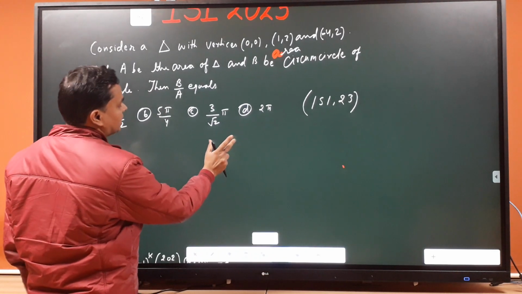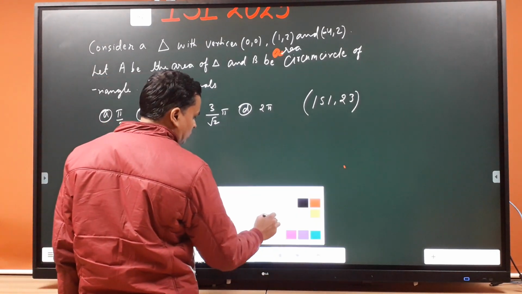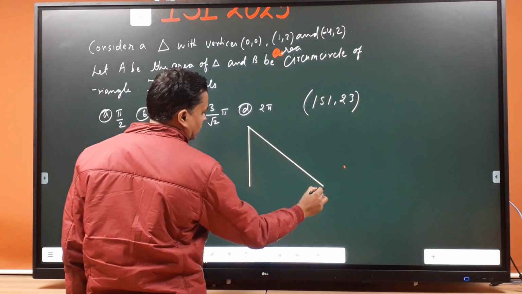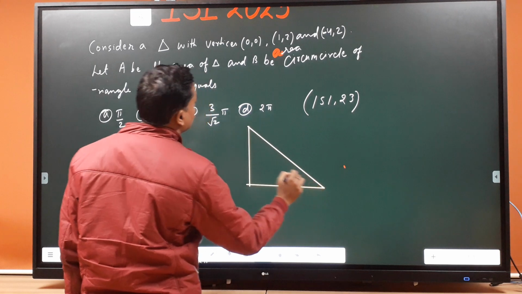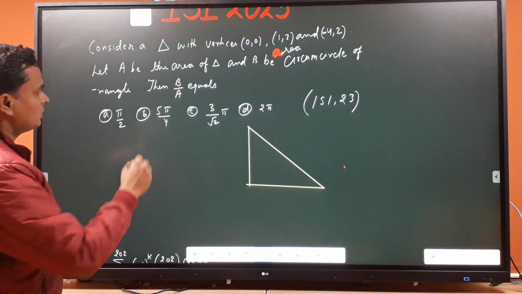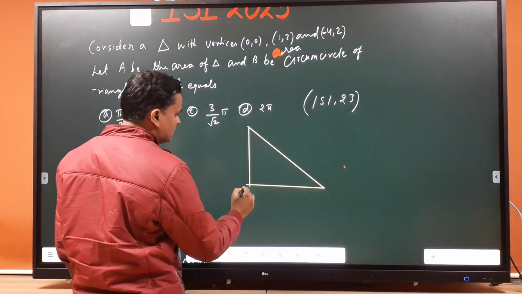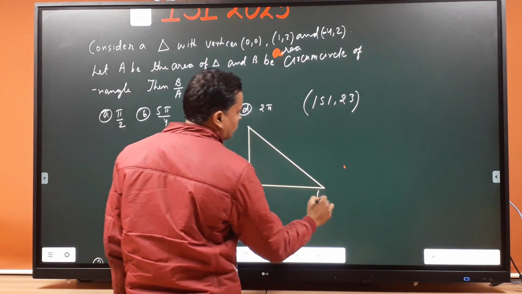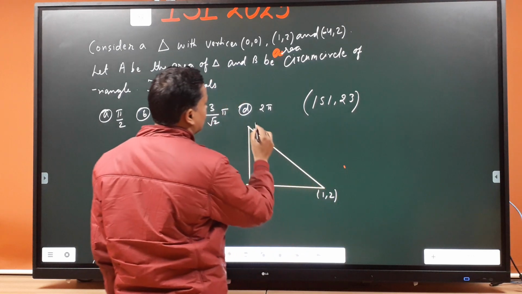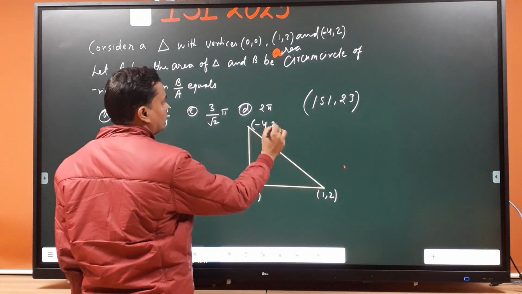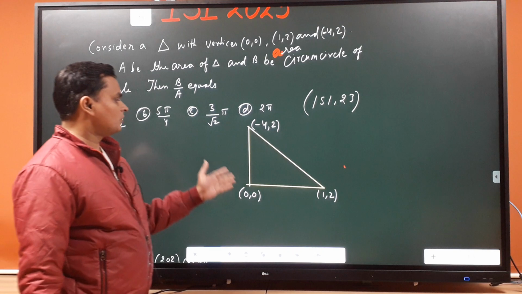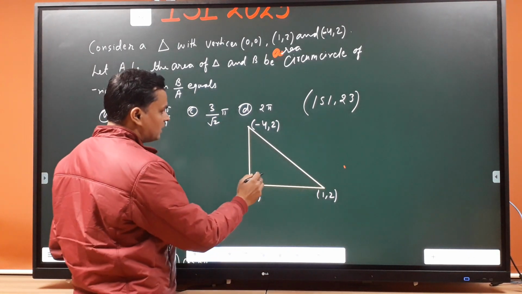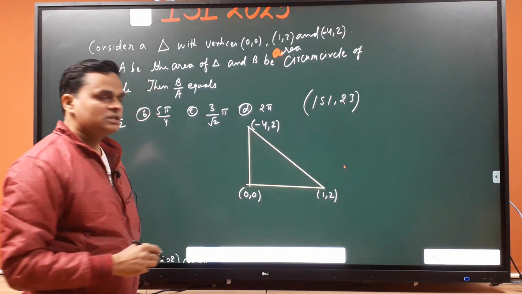See, the vertices are given, and first of all, the key to this question you will clearly see in a few minutes. One coordinate is given as (0, 0), another is (1, 2) and one is (-4, 2). If you find the slopes of these three lines, you will find that one of the angles of this triangle is 90 degrees.